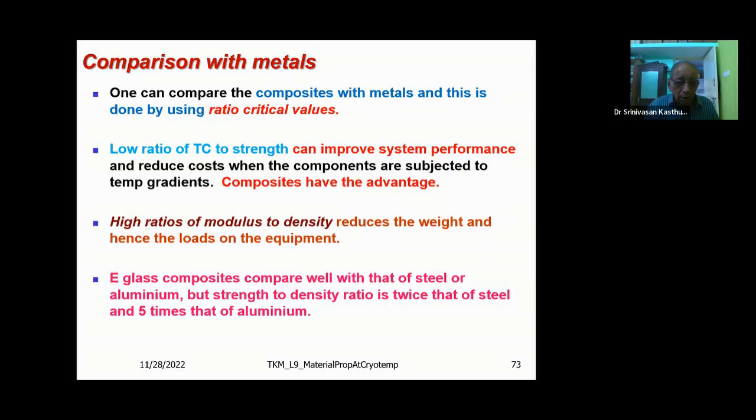Composites certainly have certain advantages. Suppose you think of high modulus to density. It reduces the weight and hence also the load on the equipment. So E-glass composites compare very well with that of steel or aluminum, but the strength to density ratio is twice that of steel and 5 times that of aluminum. So these are the comparisons.